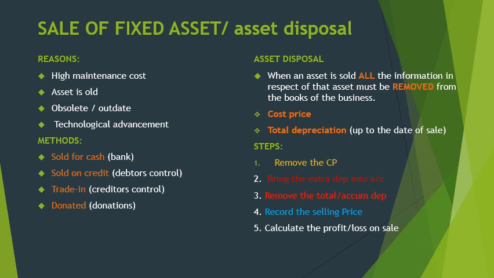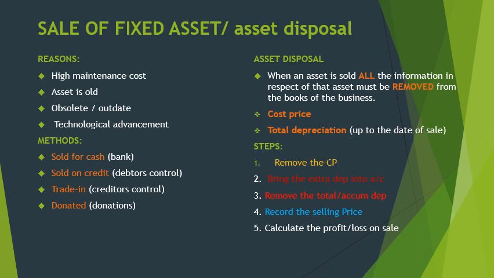Step 3, remove the total or accumulated depreciation. How do we do that? We debit accumulated depreciation account and we credit asset disposal. Then we record the selling price. This is the value of the asset sold. We debit either bank, debtors control, creditors control, or donations, depending on the method of disposal, and we credit asset disposal. Then the last thing to do is to calculate the profit or loss on sale.